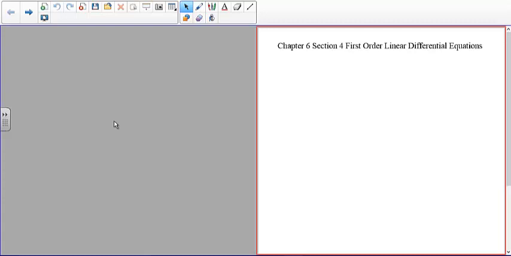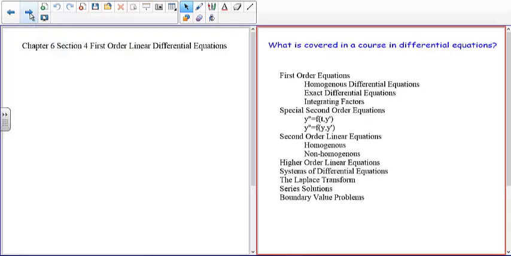So we're going to derive the procedure for handling one particular kind of equation, which is fairly common. They're called first-order linear differential equations. So the first thing to do is explain what a first-order linear differential equation is.